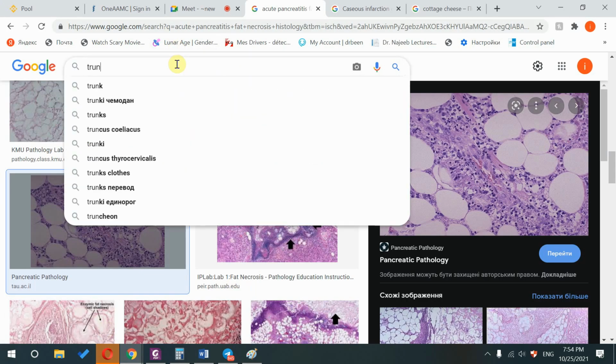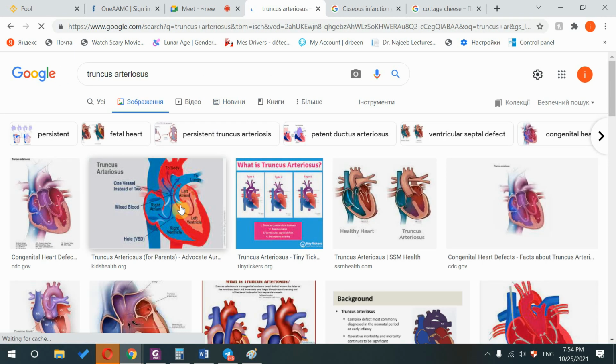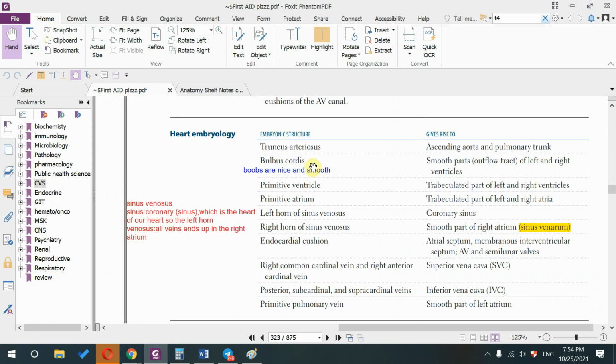What is a persistent truncus arteriosus? If you take a look at it, it will just be one big vessel that passes blood to both the pulmonary trunk and the aorta. So it will be a mixed type of blood. That occurs in case of persistent truncus arteriosus. And normally this structure gives origin to the aorta and the pulmonary trunk. Good.